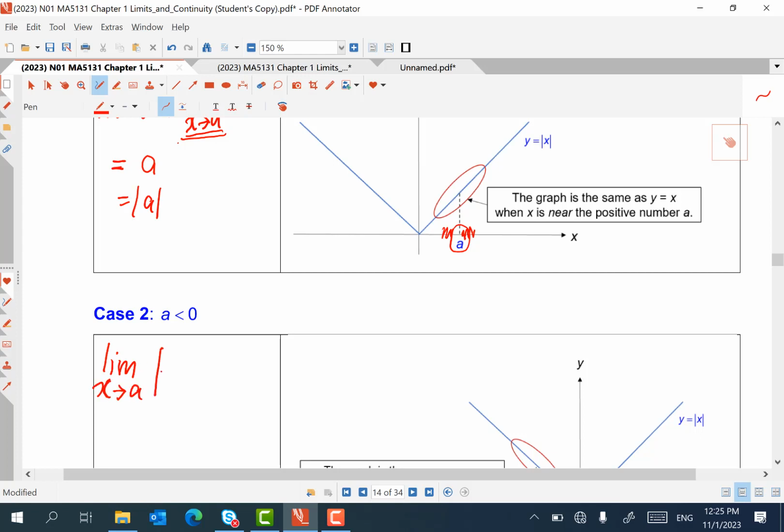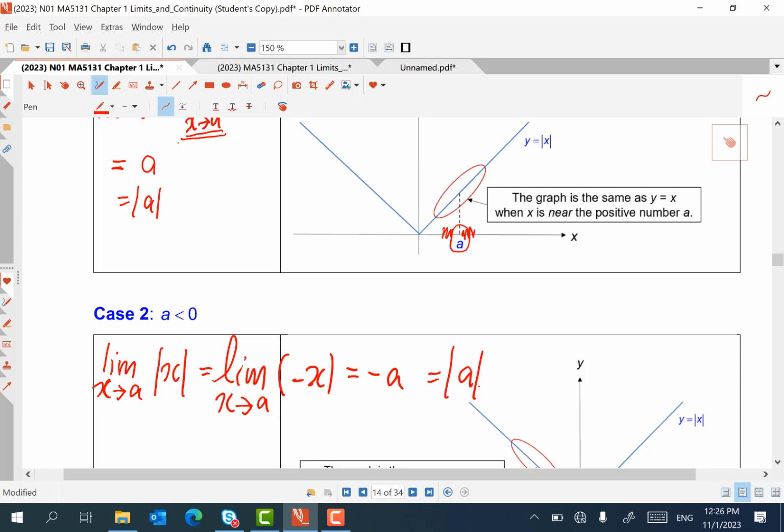When a is negative, tell me what's the next line I'll write. You got this as x tends towards a, negative x, and this gives you negative a. And because a is negative, this is the same as the absolute value of a. So we have proven it to be true.